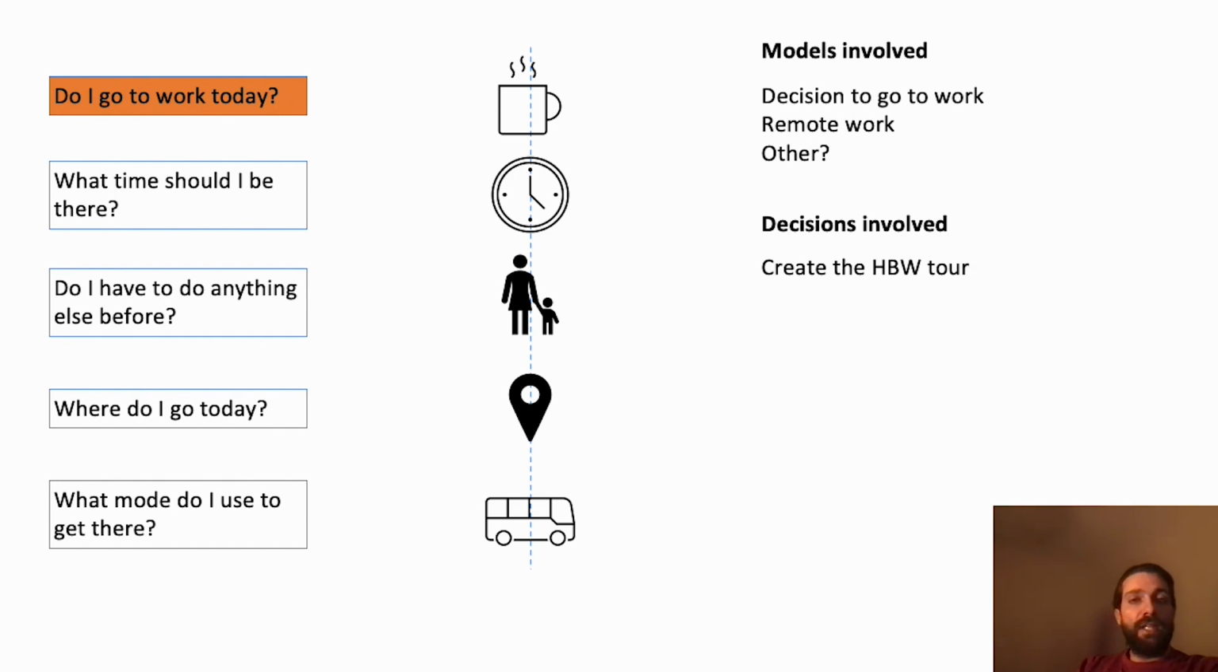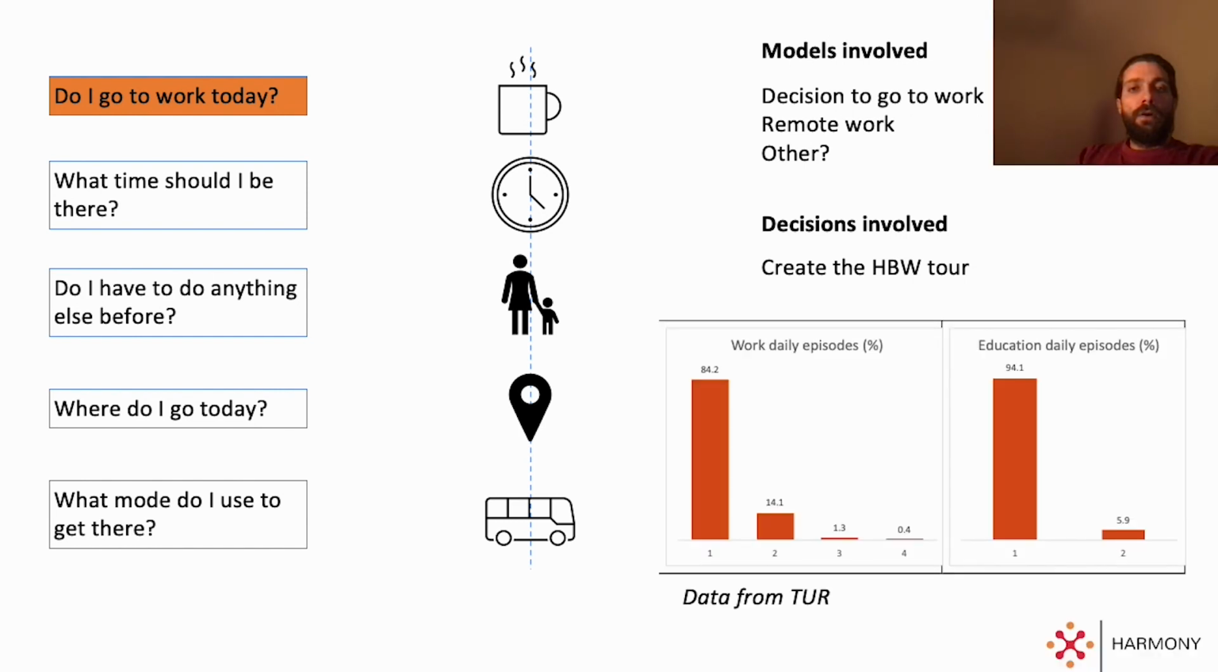After these models are estimated and we get the parameters, we can create the first tour of the day, which is the home-based work tour. Based on some data from Turing, we can see that most of the people conduct a single work daily episode. Some of them also have a second daily episode. And the percentage of people that have 3 or more work episodes in a day is very small. The same is true for the education daily episodes. Almost 95% of the students in the sample conduct a single educational episode in the day.